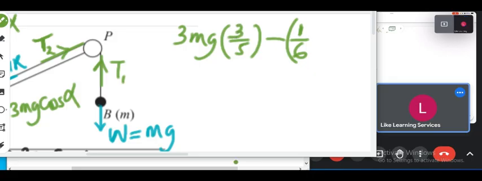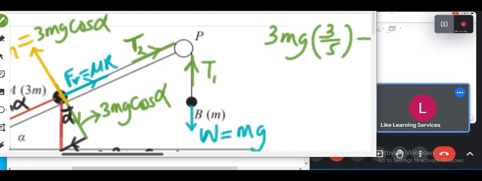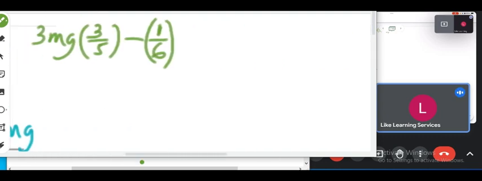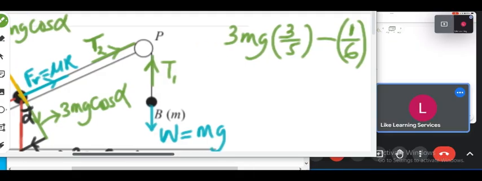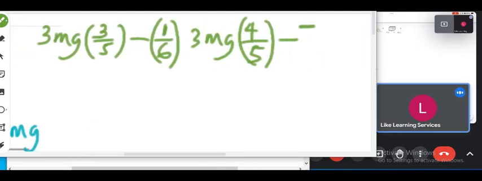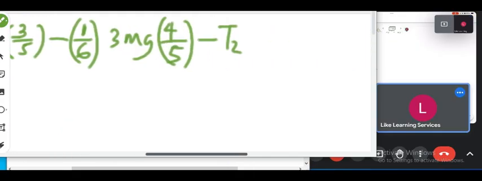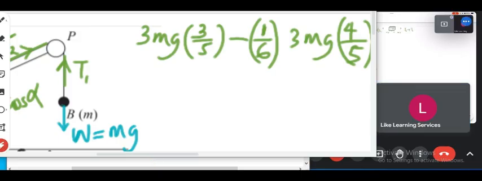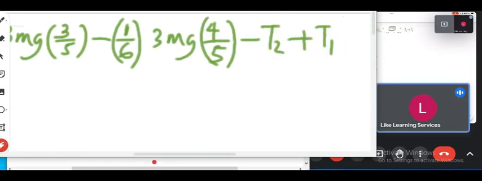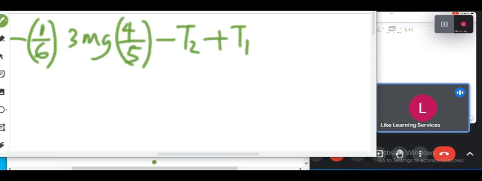Okay, 1/6, that's for mu. R is 3mg cos alpha, and cos alpha is 4/5. Then minus T2. Then T1 is positive, plus T1. T1 is in the direction of motion. Are you getting me? Then minus mg.